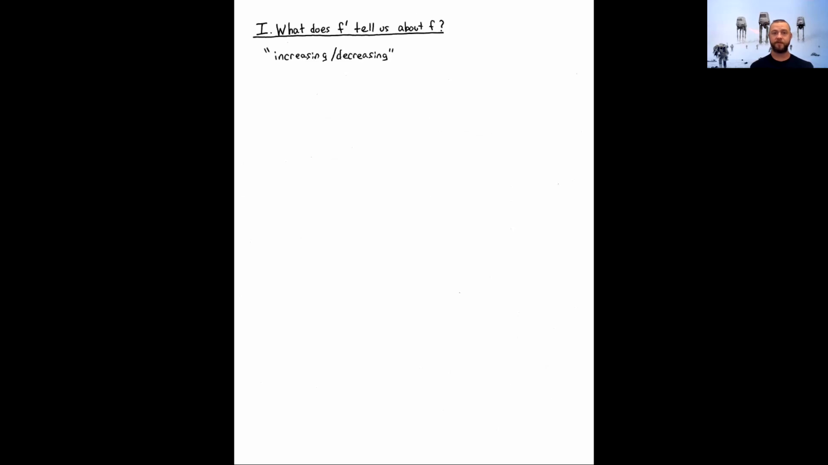Okay, so for this lecture, we're going to focus on just this question. What does the first derivative tell us about the function? And the answer, I'll spoil the surprise, is it tells us where a function is increasing or decreasing.